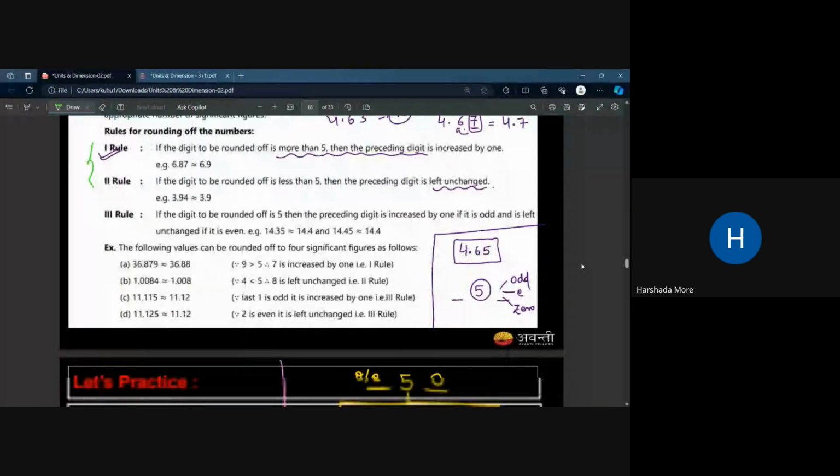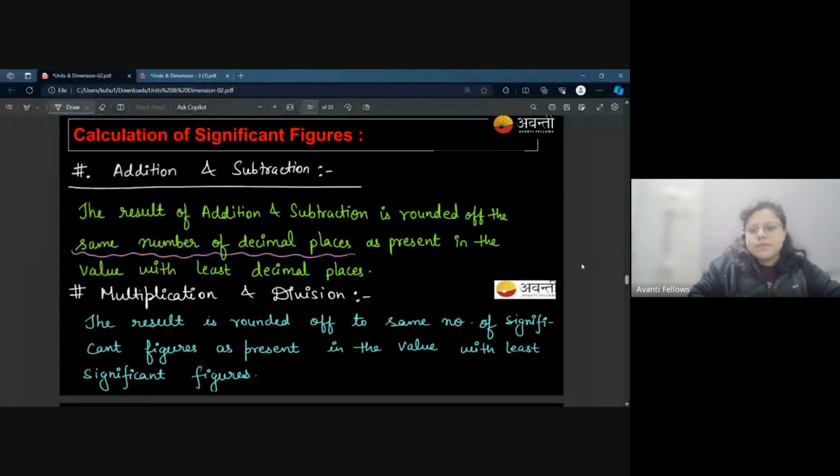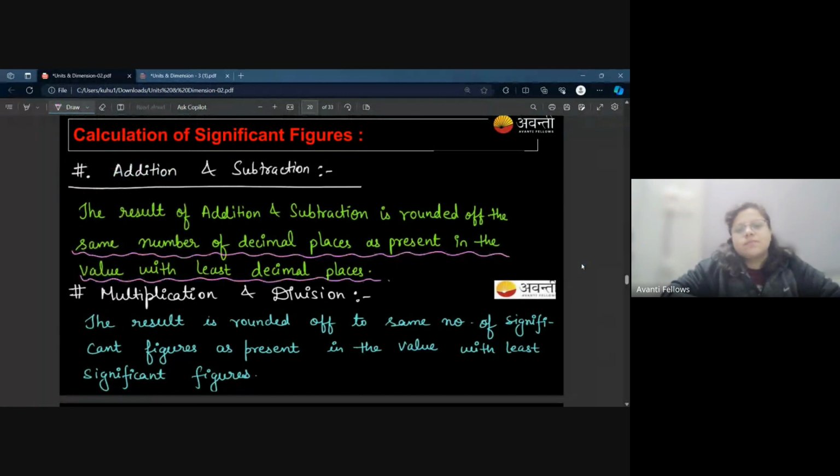Yes. Let's come to the calculation of significant figures. We have four fundamental mathematical operations: addition, subtraction, multiplication, division. So we will deal with that. In addition and subtraction, always remember that the result of these operations is rounded off to the same number of decimal places as present in the value with the least decimal places. Please pay attention to this line.